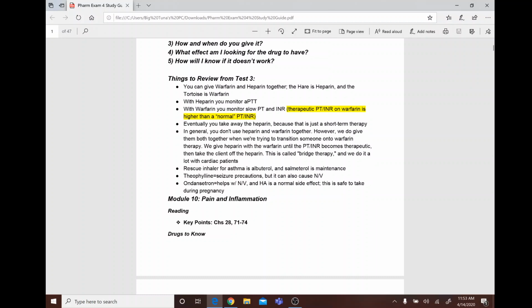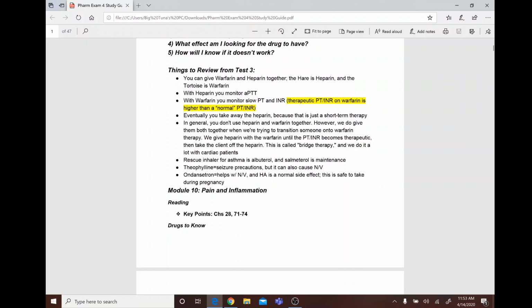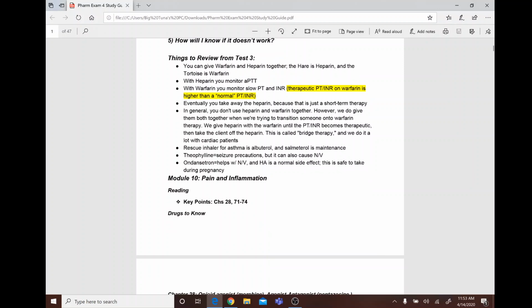Rescue inhaler for asthma is albuterol, and salmeterol is for maintenance. Theophylline is seizure precautions, but it can also cause nausea and vomiting. And then ondansetron, this helps with nausea and vomiting and headache is a normal side effect. This is safe to take during pregnancy.